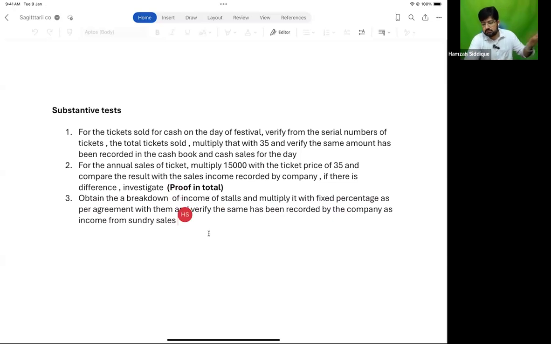We ask, what is the breakdown of the stalls' income? And the auditor will multiply the fixed percentage, what was agreed with them. Has the same been recorded or not?